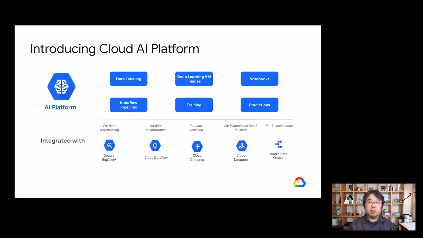AI Platform provides multiple components and modules that could be shared by multiple stakeholders and roles, like data scientists, ops teams, machine learning engineers, data engineers, and so on. And also these components and functionalities can be easily integrated with other data products from Google Cloud, such as BigQuery, Dataflow, Dataproc, and so on.